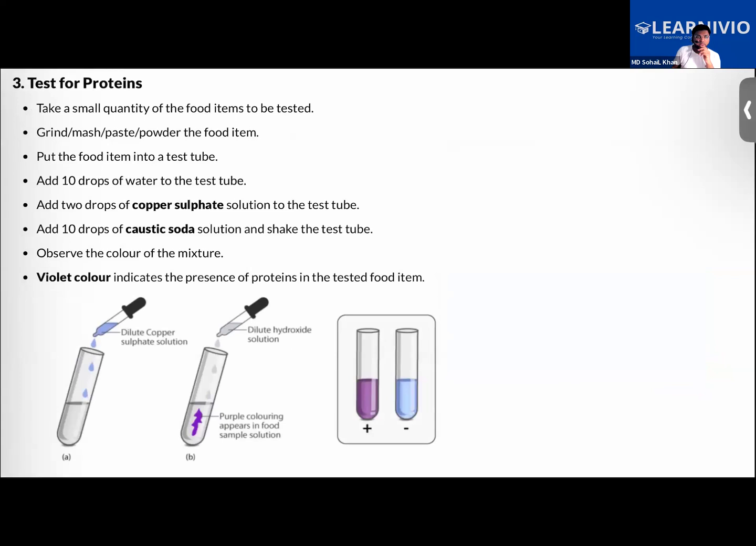Okay. Third, we are going to check for the presence of protein. Do you know what is the significance of protein in our diet? I have told you about that. Protein, meat, fish, like that. They are the sources of protein. Good. But what are the functions performed by the protein in our body?